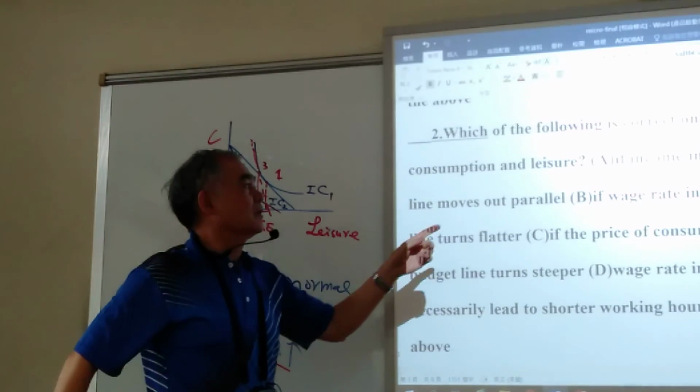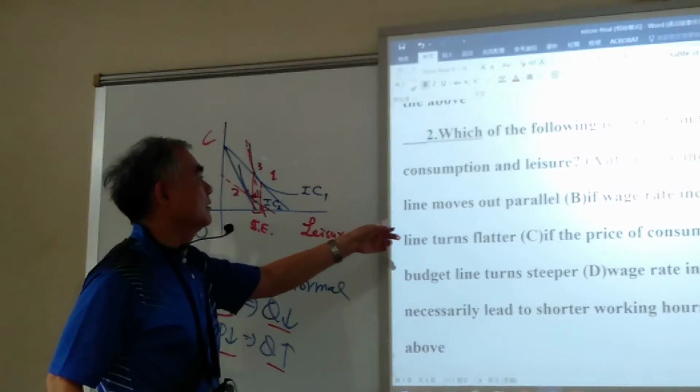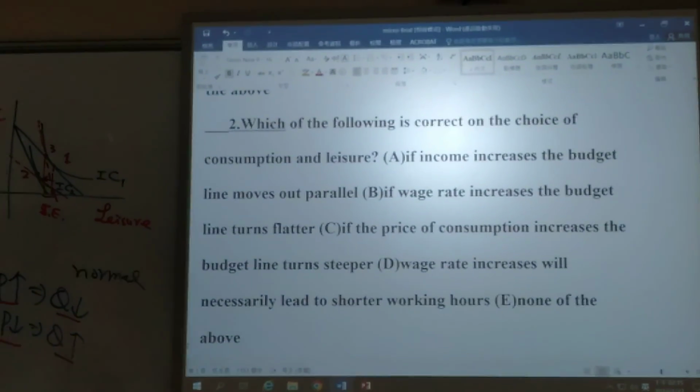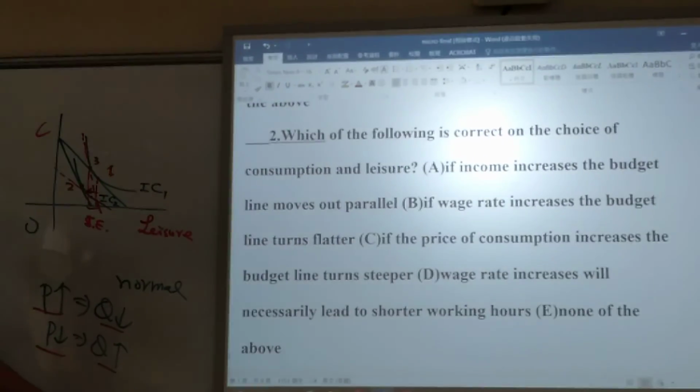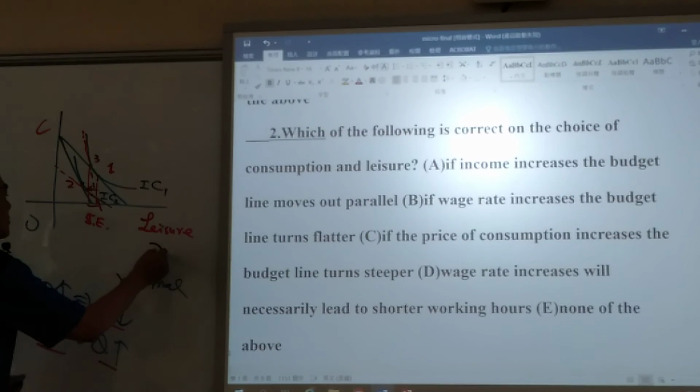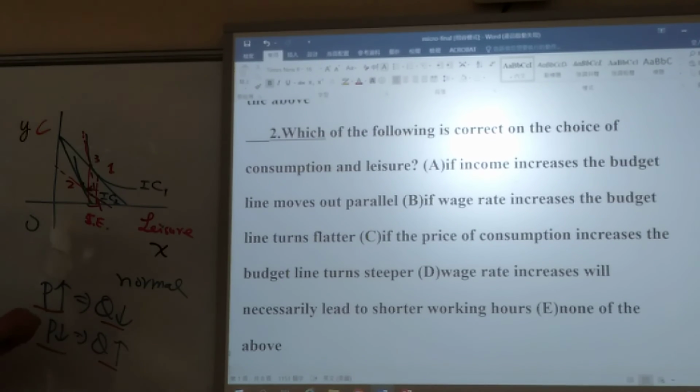Okay, so A: if income increases, the budget line moves out parallelly. If it is X, Y, that is fine, because if you have money, you can buy more X, more Y, right? But for leisure, Song Fangyu, how much time do you have for one day? 24 hours. If I give you 1 million, can you get more hours out of one day? The answer is no, right?